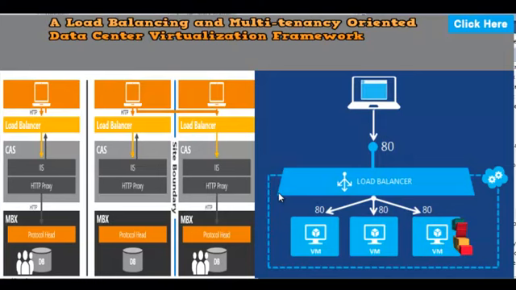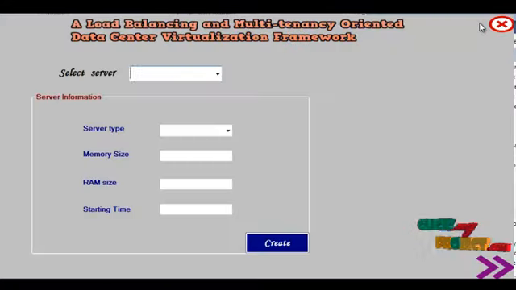Let's see our project demo. This is the home form of our project. In the right side top corner you can see the click here button. Click this button, then it opens here. Here the user can create a number of servers. There are two types of server. The server one is TCP.